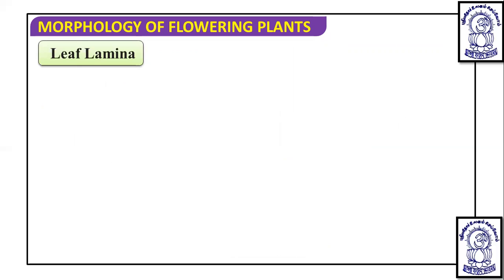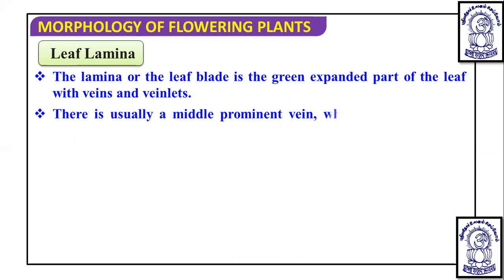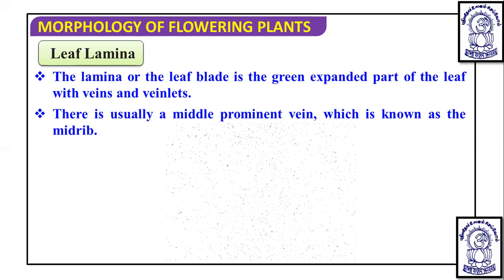Now, the most important part, that is the leaf lamina. The leaf lamina or leaf blade is the green expanded part of the leaf, which has a midrib, veins and veinlets, and which has the ability to perform photosynthesis. Then it is the leaf vein now. There is usually one prominent vein in the middle, that is known as midrib.